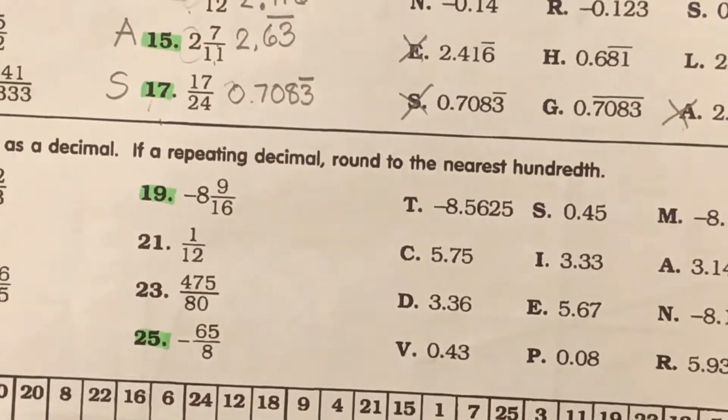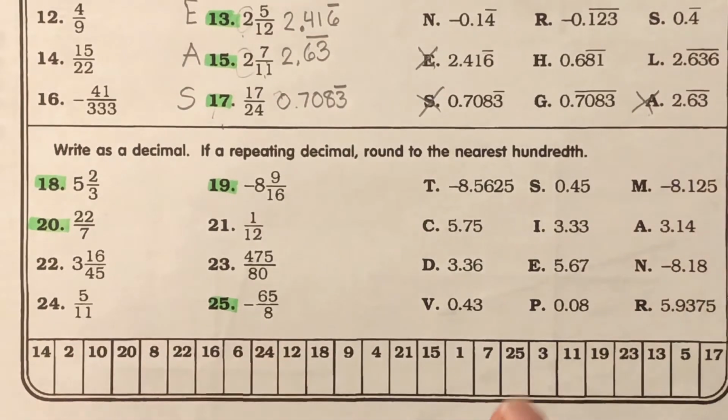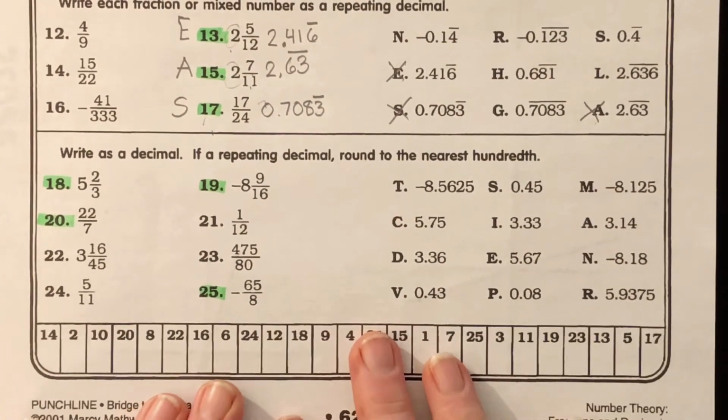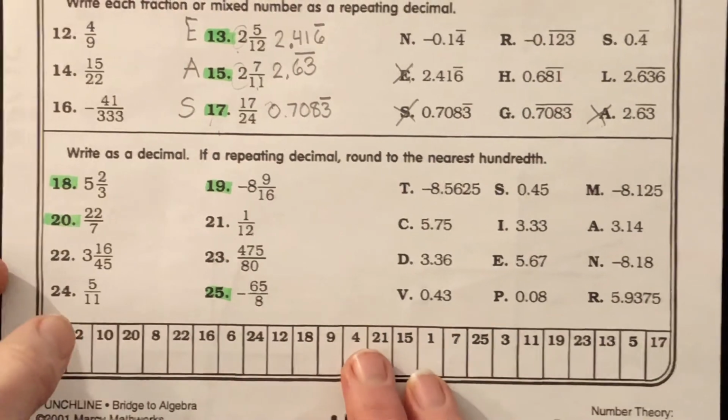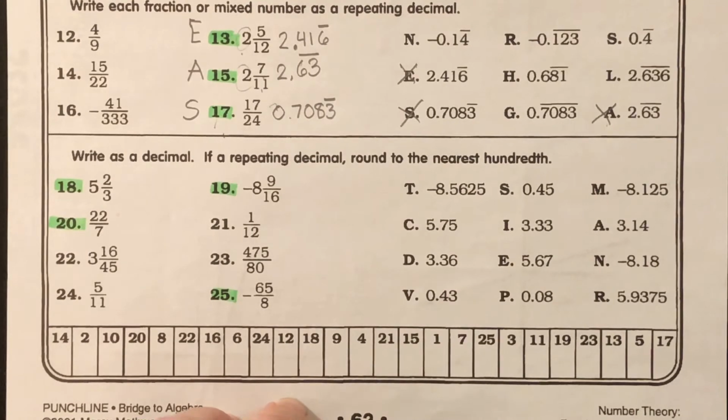On to the bottom part. The last ones we'll do together. It says write as a decimal. If it's a repeating decimal, round to the nearest hundredth. Now, the opposite of repeat is terminal. So a terminal decimal is one that's not repeating. Most often they are terminal. That means they have an end. When we find terminal decimals, we will not round. We won't need to.